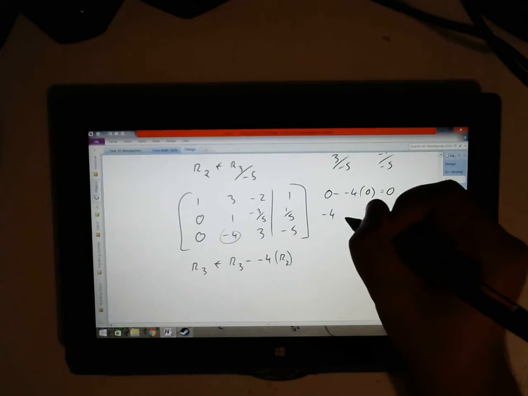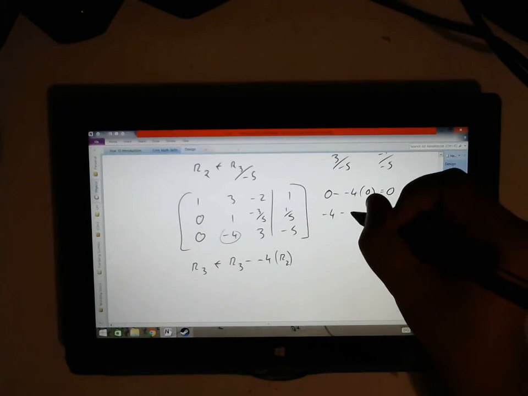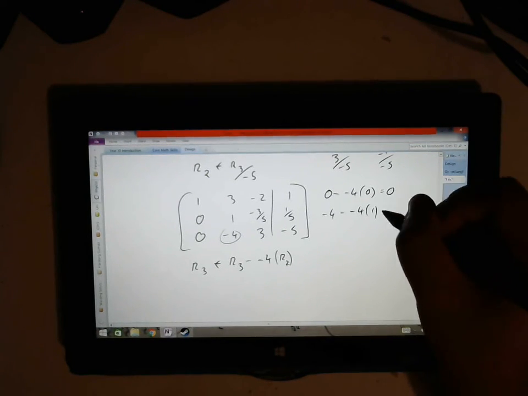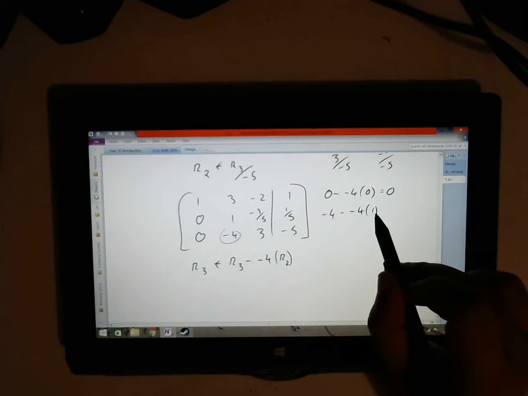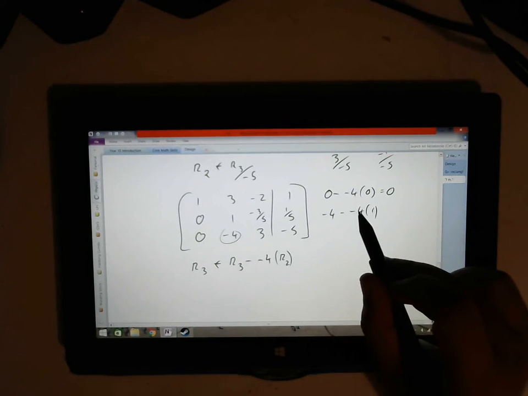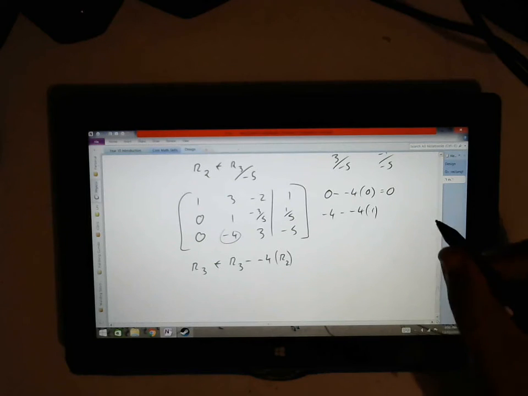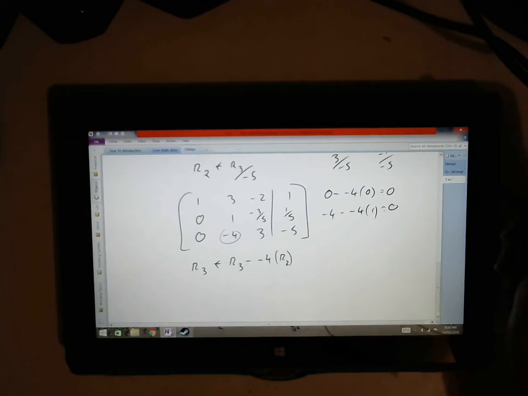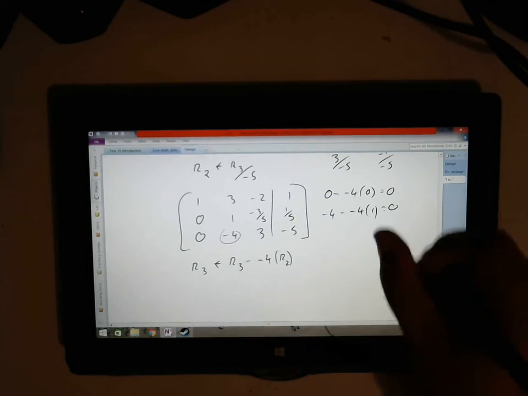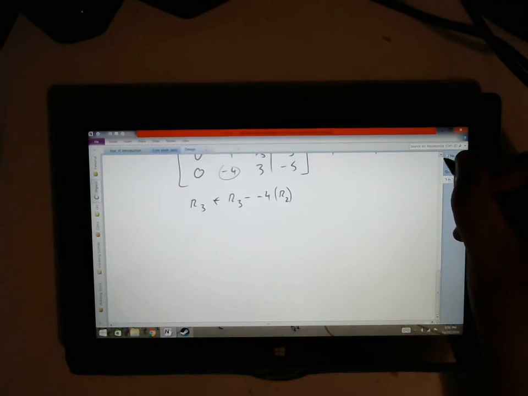Next one. Negative 4 take away negative 4 lots of 1. So negative 4 times 1 gives us negative 4. Negative of negative is a positive. Negative 4 plus 4 gives us 0. So let's start writing. I'll just work all the math out here. Apologies.